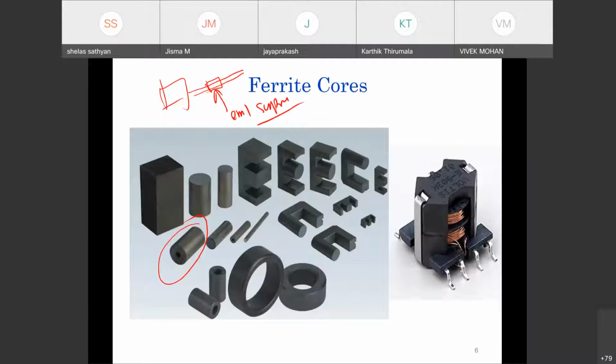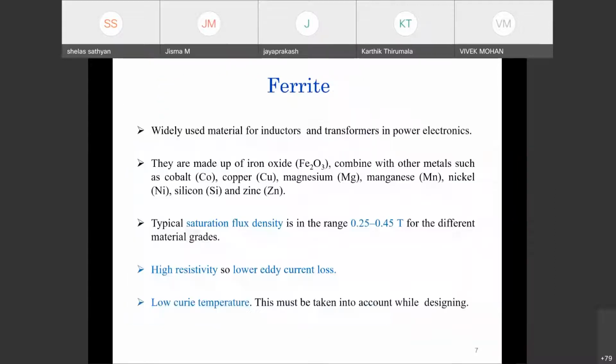And you can have a ferrite rod, and you may have a toroidal ferrite core, you may have double E core, ETD core, C core, etc. So the ferrite cores are available in different shapes, and we will see some of the characteristics of the ferrite core in detail. As I told, the ferrite core is the widely used magnetic material for inductors and transformers in power electronics. They are basically made up of iron oxide, and also sometimes iron oxide in combination with some of the metals like manganese, magnesium, nickel, zinc, etc.